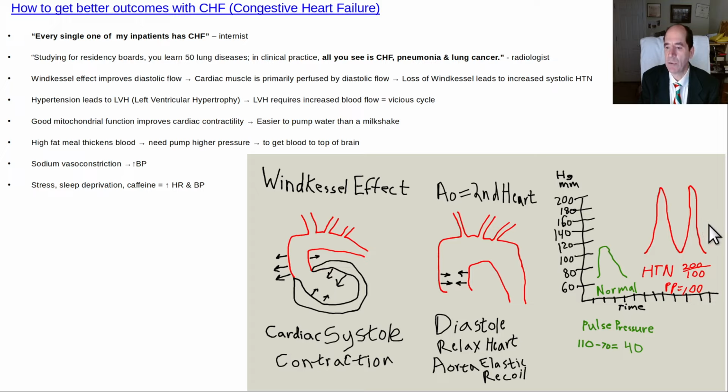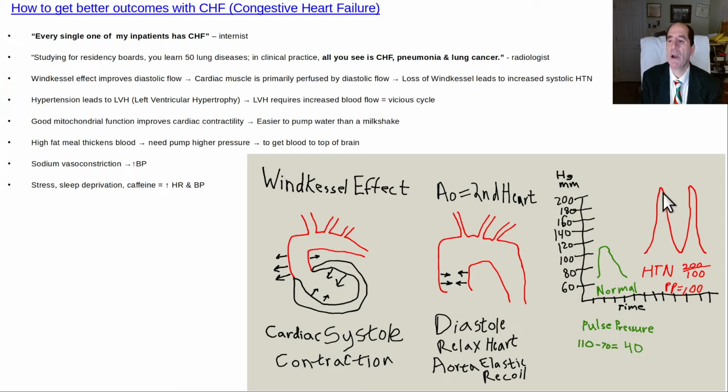So let's say a person is quite hypertensive with a pressure of 200 over 100. That's a wide pulse pressure, meaning the big number on top is a lot more than the lower number. Pulse pressure is the difference. So this would be a pulse pressure of 100. This is a pulse pressure of 40. The difference between the top and the bottom number.